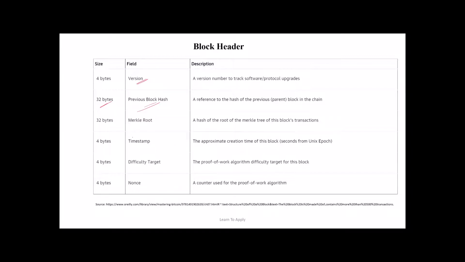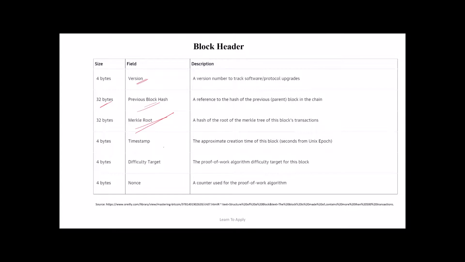Then we have the Merkle root. This field is very, very important. This is again a hash. It is the hash of the root of a tree called the Merkle tree. That is basically a data structure that helps us take the hash of all the transactions within the block very effectively. And it is very efficient in other ways, such as verifying whether a particular transaction is inside the block or not. We will look into this in a separate video.